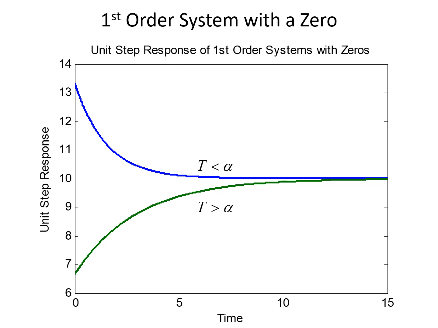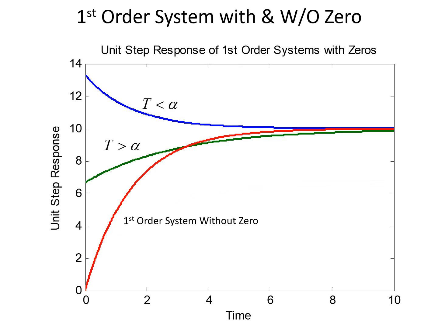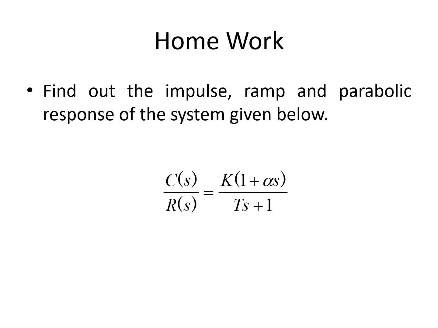So those two responses are combined and it is totally shown in this figure. This is the response of the system with 0 and without 0, which is shown here in blue color, green color and red color. Red color one is the response of the system without 0, and blue and green color is the response of the system with 0 when t is less than alpha and when t is greater than alpha.